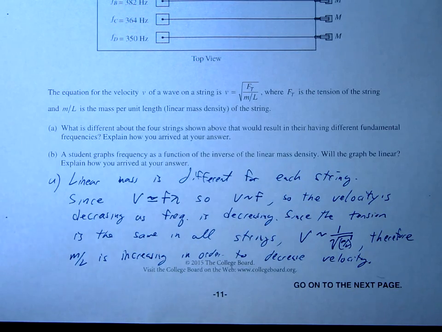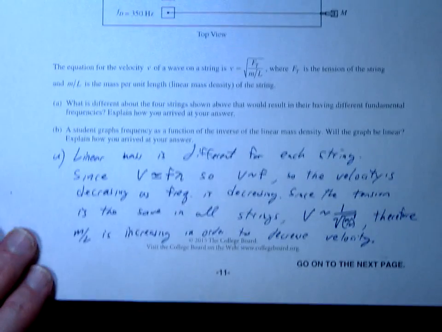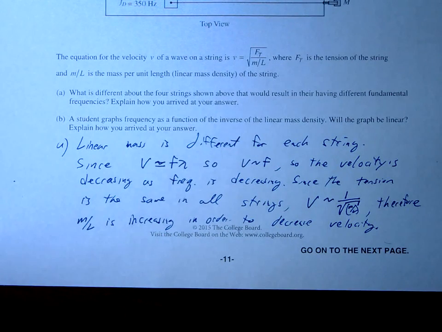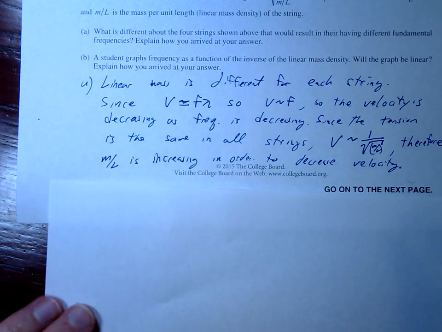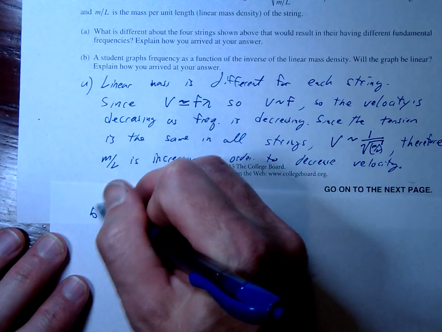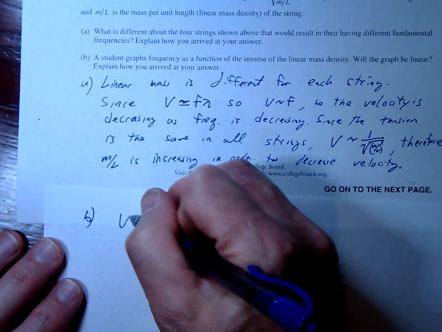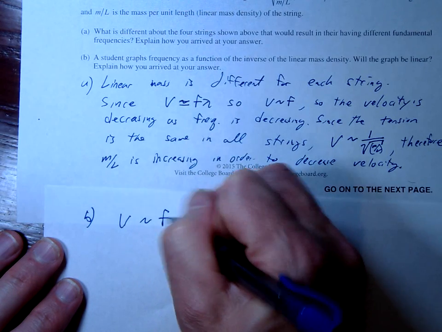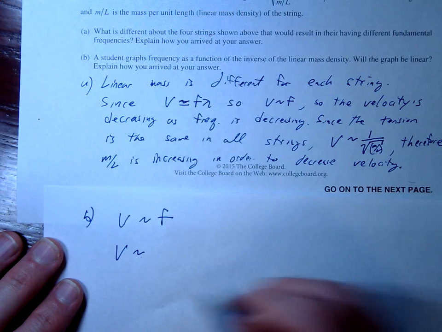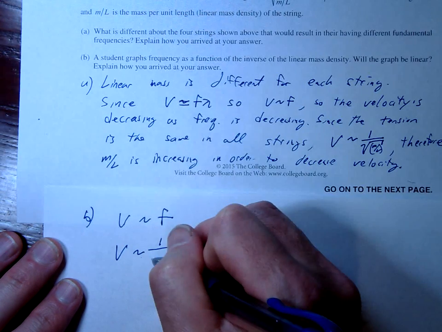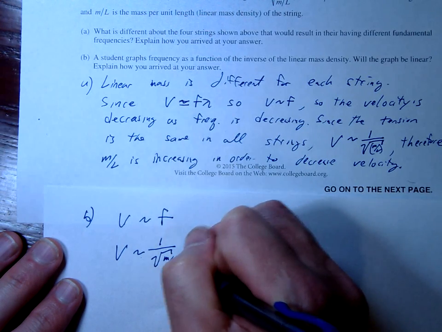Okay, all right, letter B. A student is going to graph frequency versus 1 over the linear mass density, the inverse. Will that graph be linear? We already derived that earlier. So we know V is proportional to F, right? We know V is also proportional to 1 over the square root of m over L.